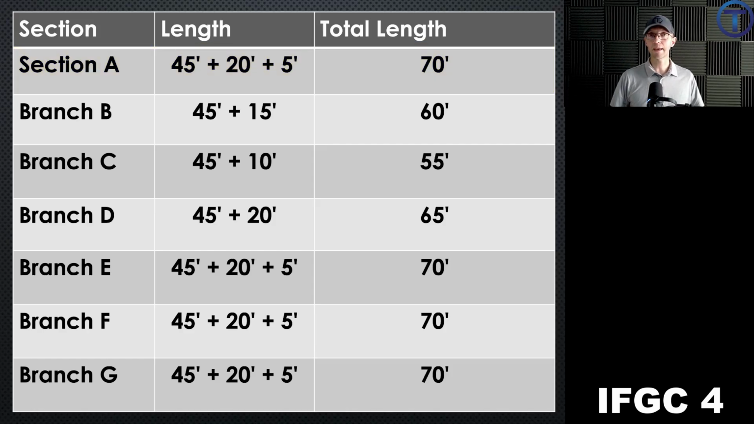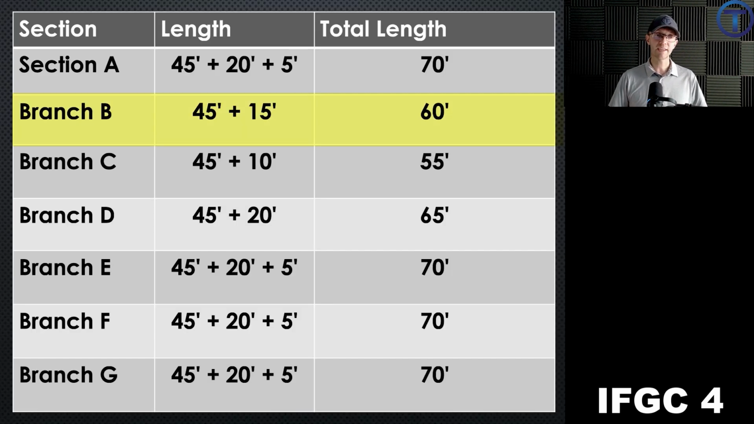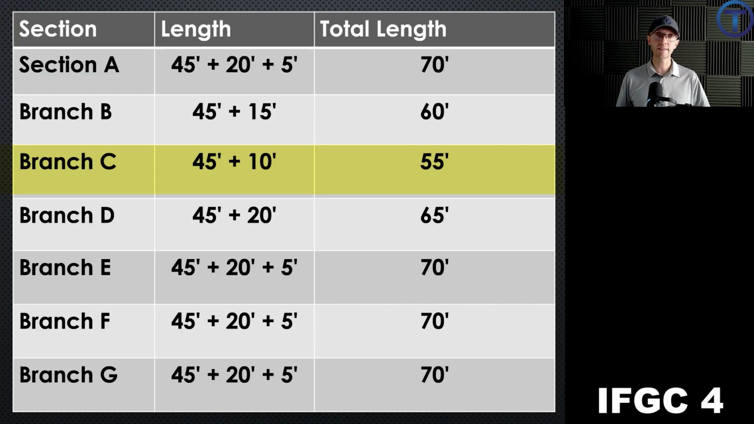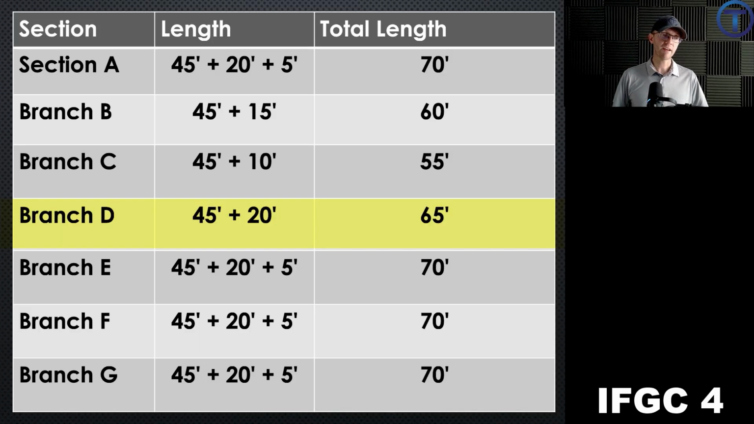For the rest of these, we're going to take that main section, 45 feet, feeding the manifold, and then just add the distance to the appliance. So with branch B, we have 45 feet and 15 feet going to the furnace. 45 plus 15 is 60 feet. For branch C, we have 45 feet from the point of delivery to the manifold and 10 feet from the manifold to the water heater. 45 plus 10 is 55 feet. For branch D, we have 45 feet to the manifold, 20 feet to the range. 45 plus 20 is 65.